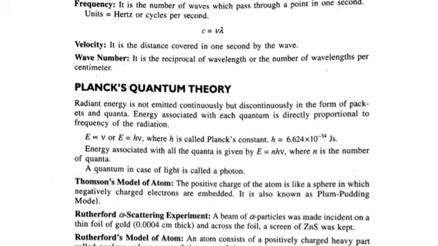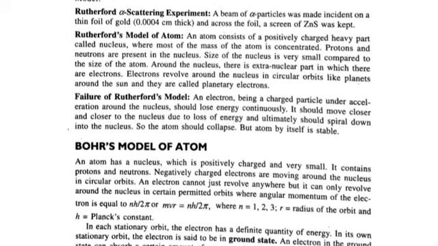Now if I talk about the Rutherford alpha scattering experiment, a beam of alpha particles was made incident on a thin gold foil that was 0.0004 centimeter thick, and around the foil a screen of zinc sulfide was kept.